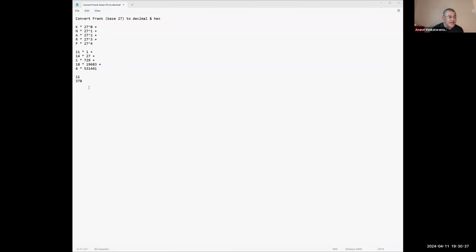And the next row is 729, and whatever 18 times 19,683 is. That would be 354,294. And the last one, you add them all up, and that's your total. So that's our decimal value.